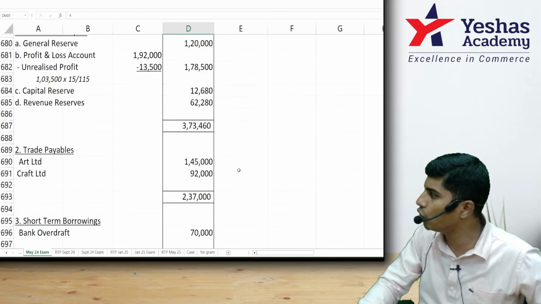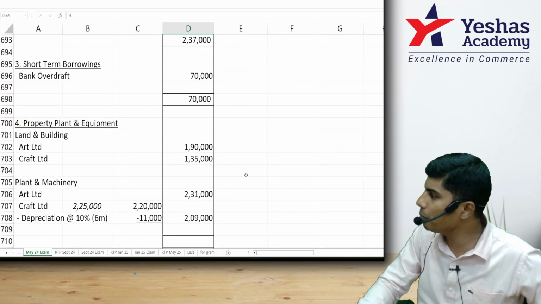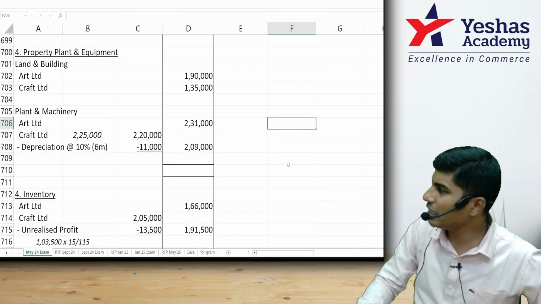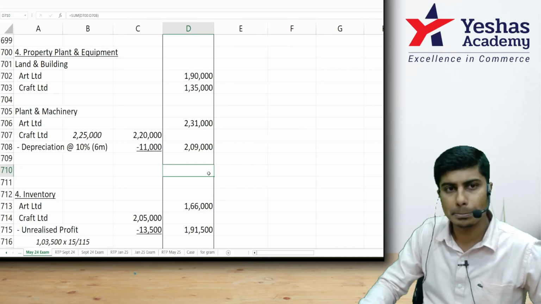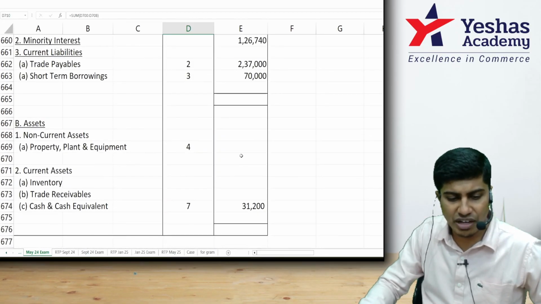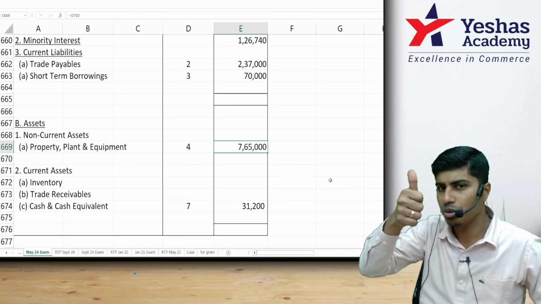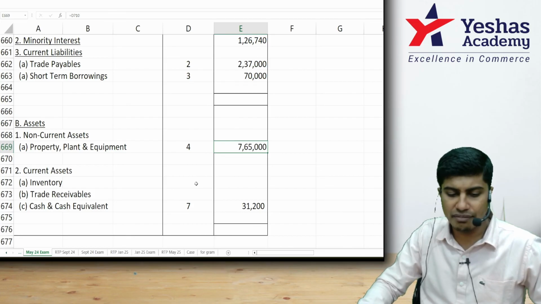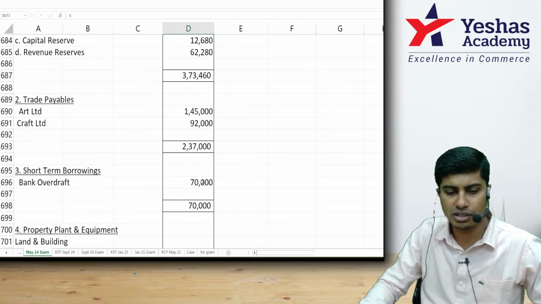Note number 4. 2 over, 3 over. We already wrote that. Note number 4, PPE. Take the total. 1,90,000 plus 1,35,000 plus 2,31,000 plus 2,09,000. 7,65,000. This 7,65,000 will be written in balance sheet PPE. Note number 4. Got it? Then what do we have? Inventory, note number 5. Trade receivable, note number 6. Shall I post both of them at once?